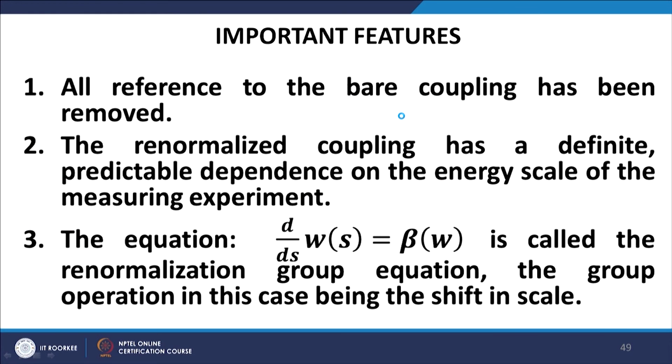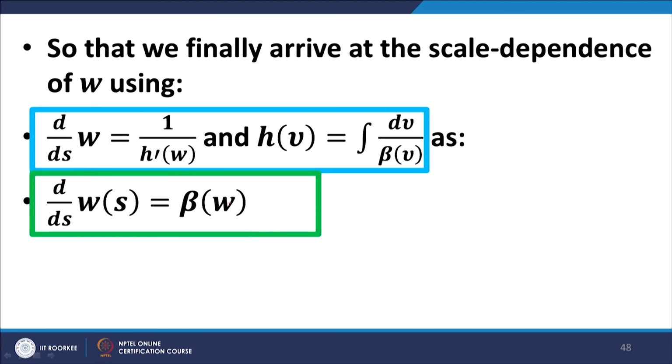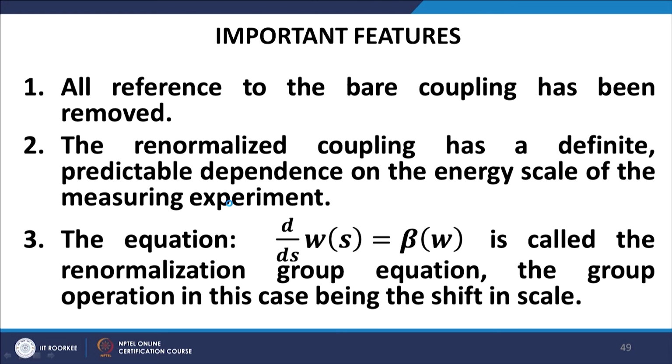Number 1, the renormalized coupling has a definite predictable dependence on the energy scale of the measuring experiment, given by beta(w). The equation d by ds of w(s) is equal to beta(w) is called the renormalization group equation, and the group parameter is the shift in the scale. So, I repeat, the equation d by ds of w(s) is equal to beta(w) is called the renormalization group equation, and the group operation is the shift in the scale.